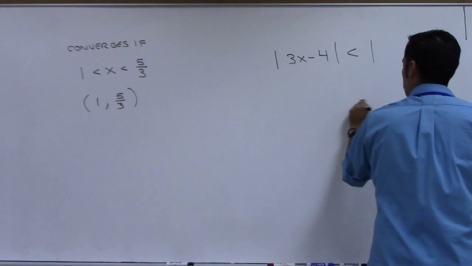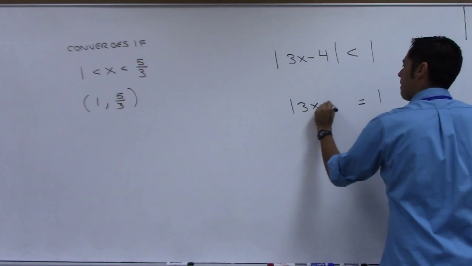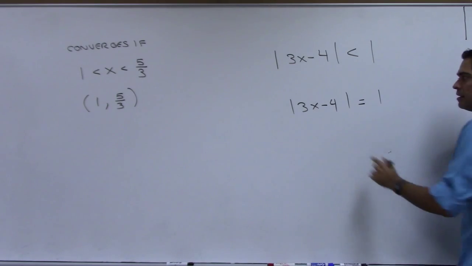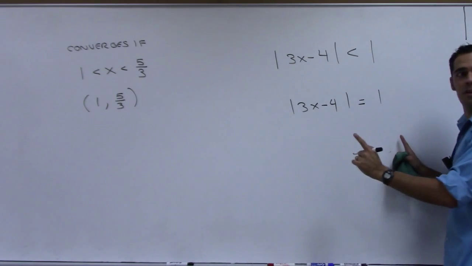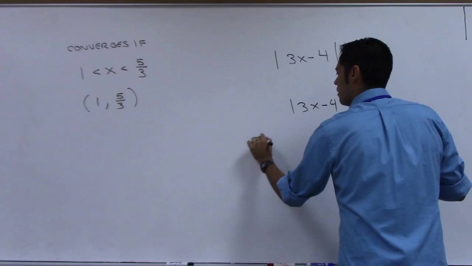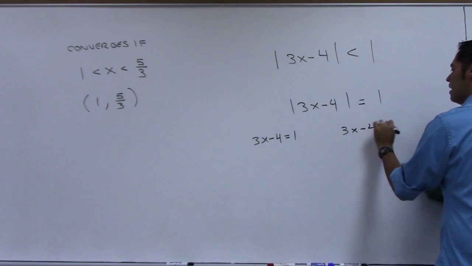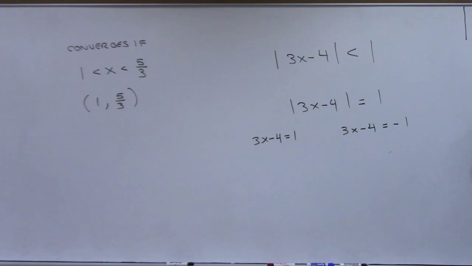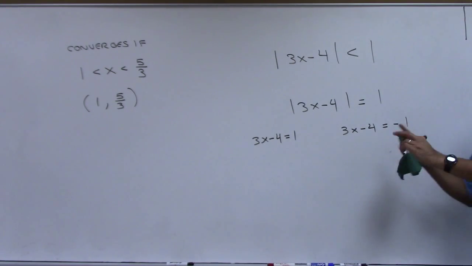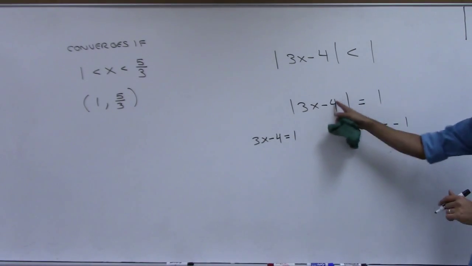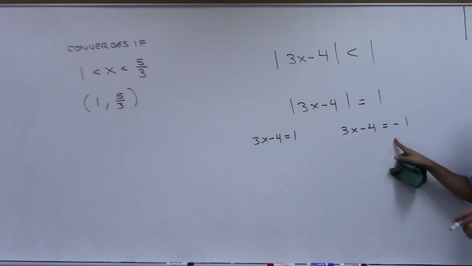If I change that to an equal sign and you try to solve this, it actually becomes 2 different equations. It becomes 3x minus 4 equals 1, and 3x minus 4 equals -1. So it's the same as the inequality. You know how you had 2 different inequalities, one with positive and one with negative? A strict equation becomes 2 different equations.